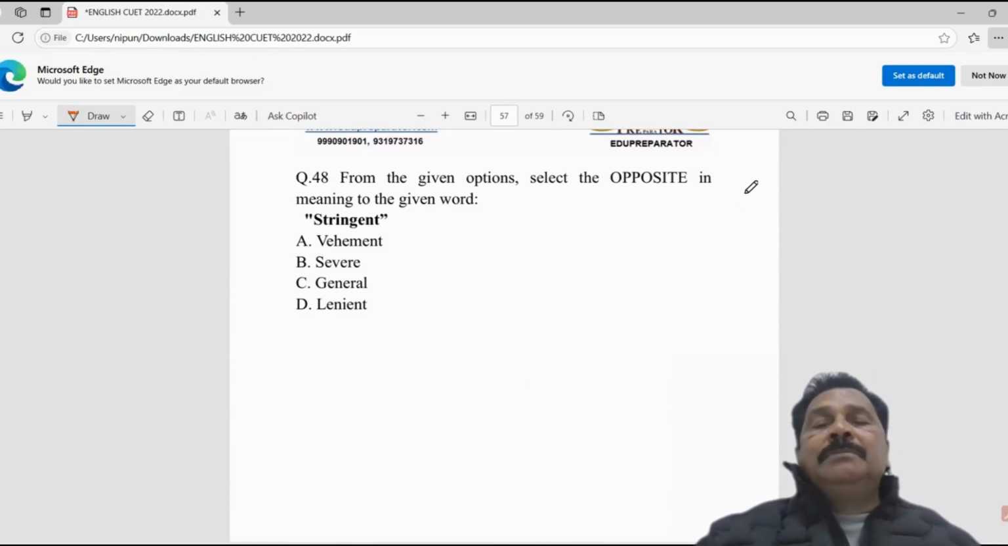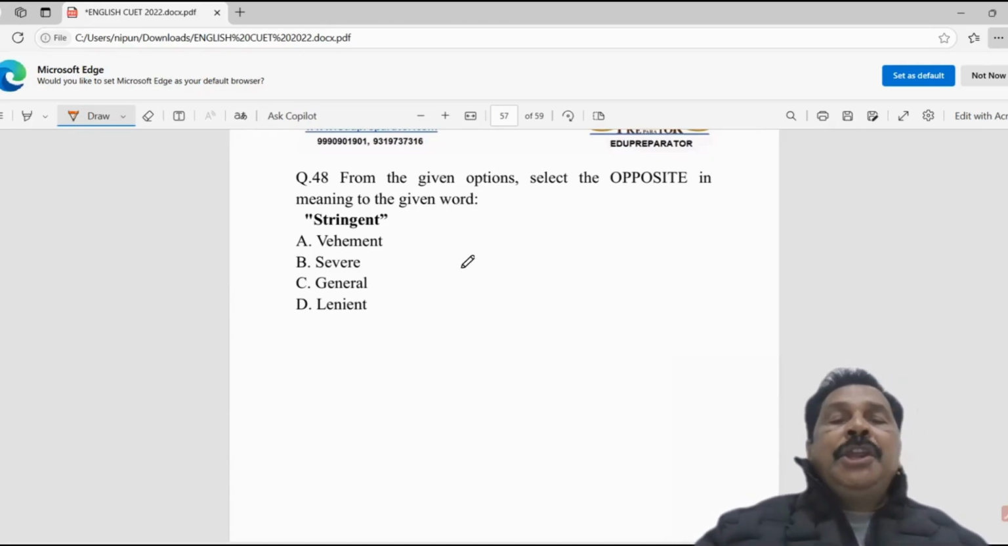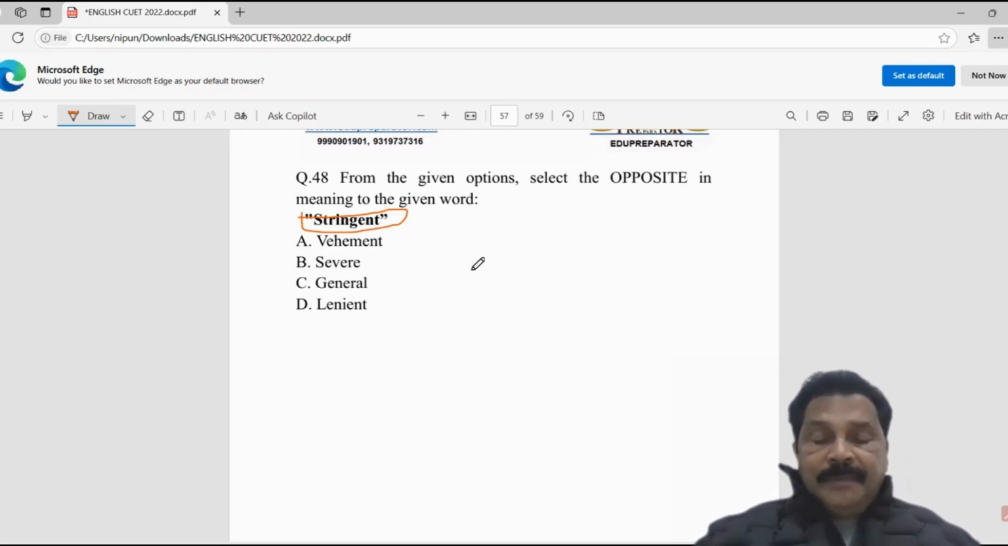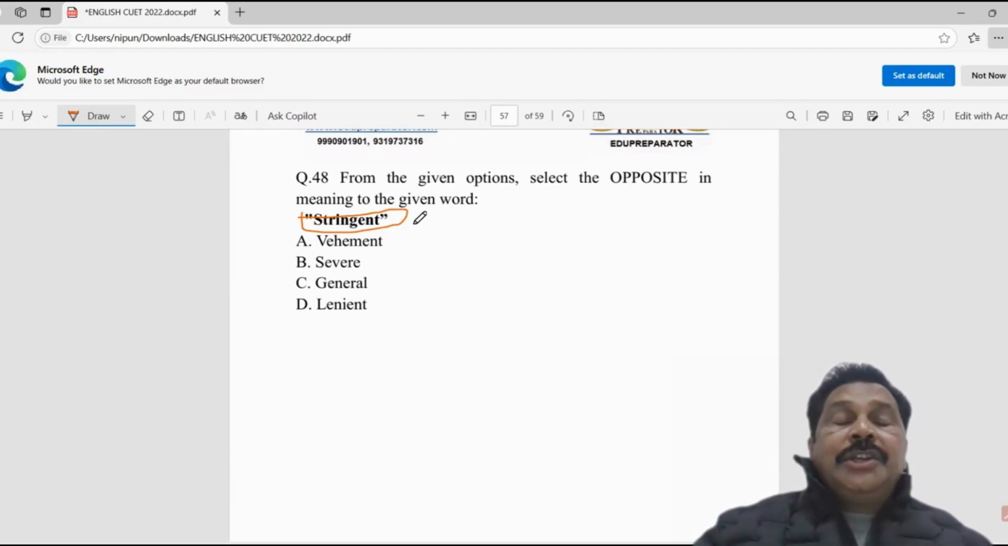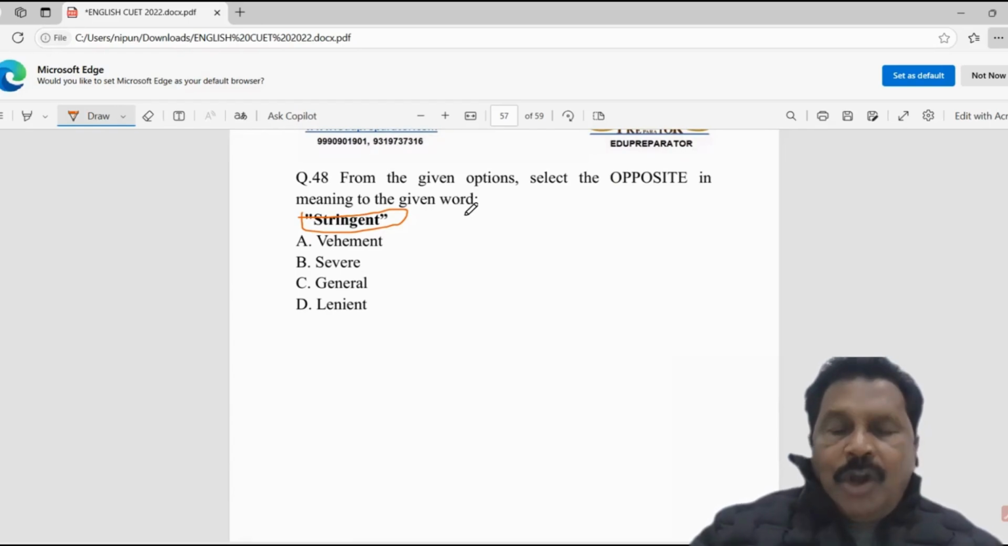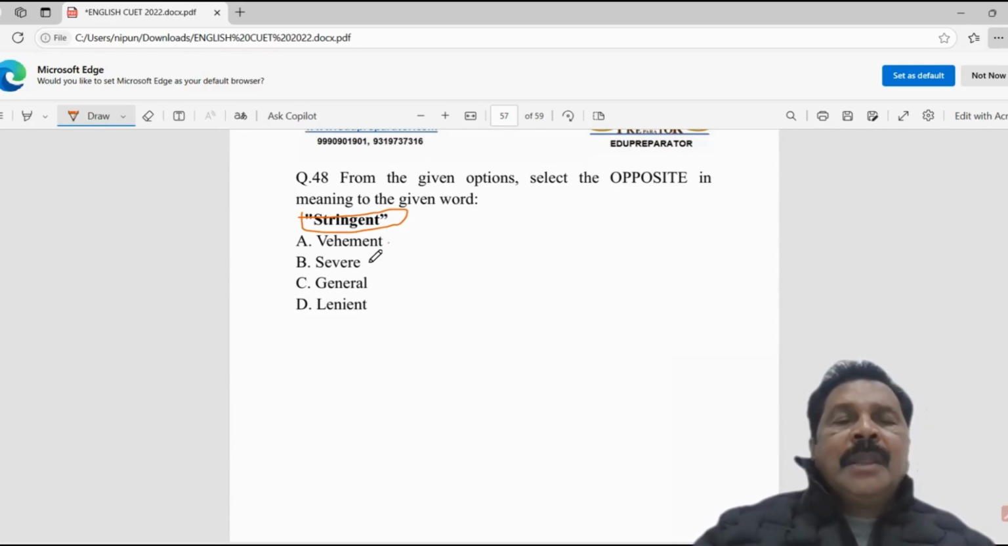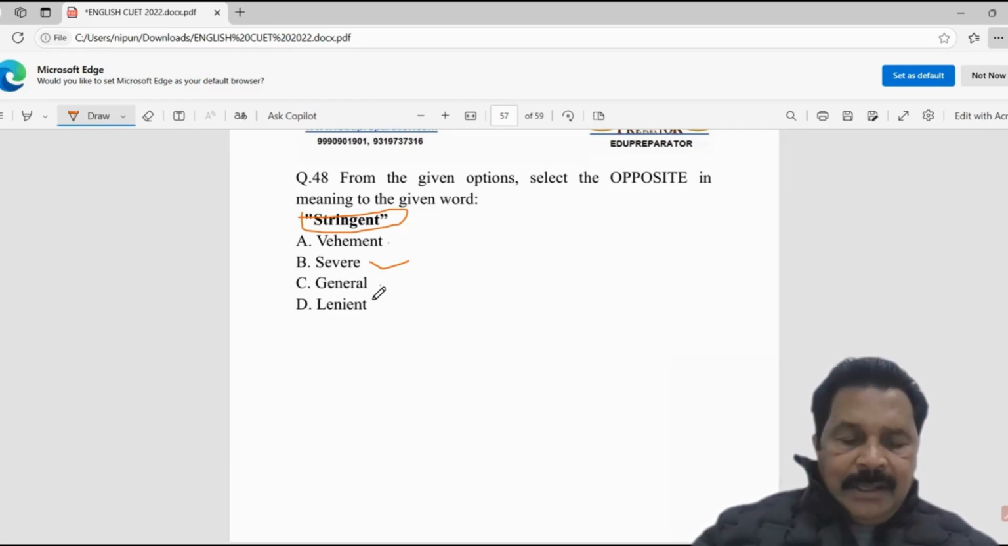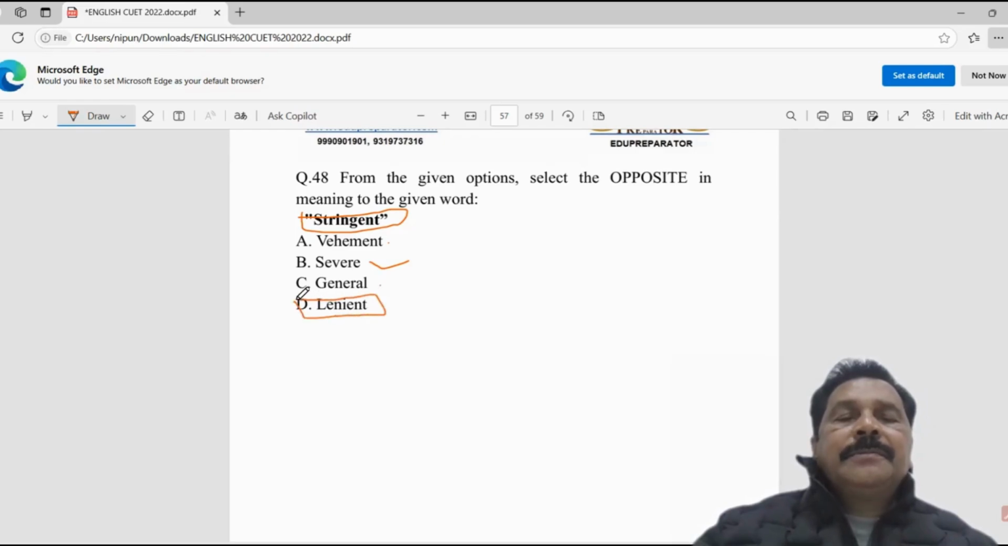The second one is again an antonym. The meaning of the word stringent. Every day the word appears in the newspaper. Stringent means very strict. Stringent action should be taken. Stringent also means precise. These days you might have seen stringent guidelines on air pollution. Now, what is the meaning of vehement? Vehement means strong and emotional. Severe means, again, intense: severe cold wave hits Northeast India. General means common. Lenient means merciful, kind, tolerant. And the answer is lenient.